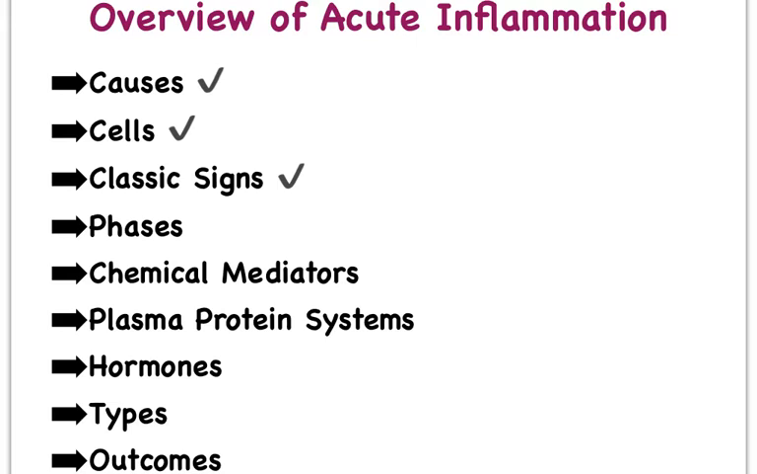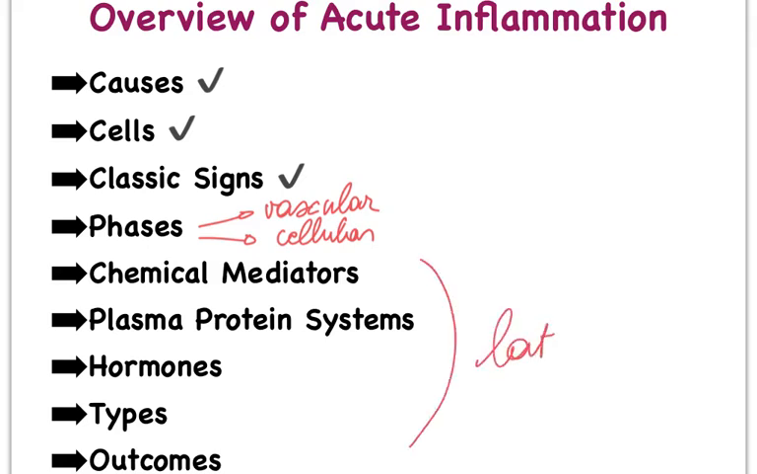So we're now going to look at two major phases that occur in acute inflammation. That is first the vascular phase, and then we're going to see a much lengthier, or more complex, cellular phase. In future videos, we will discuss the following.